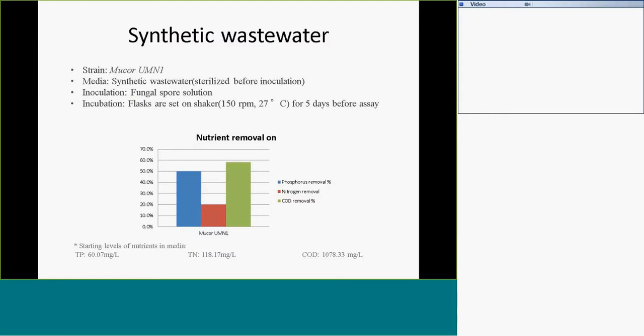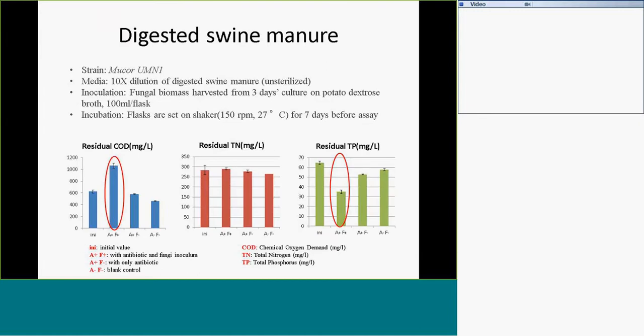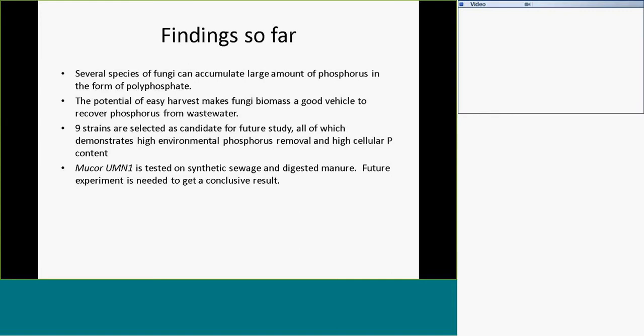As I mentioned, the first interest was to screen phosphorus accumulating species, and it can be applied for sewage treatment or wastewater treatment. Both students conducted a separate experiment. As I mentioned before, this Mucor species is good for phosphorus removal, good for COD, but not good for nitrogen. The same thing happened not only for sewage, but also in swine manure. Remove phosphorus, but not nitrogen.